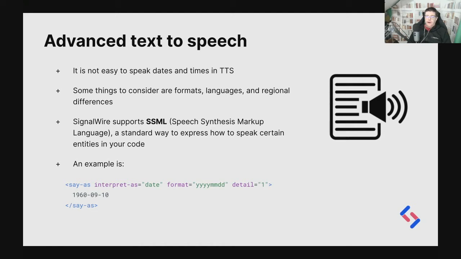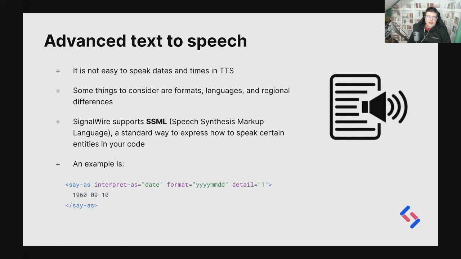It's a standard way to express how to speak certain entities. So it's an XML dialect that allows you to specify how you want things to be said. One example sits right in the bottom. So interpret as date, format year, month, day, and detail one. What that does is speak the date in a way that is the day of the week, and it will say it localized regionally.